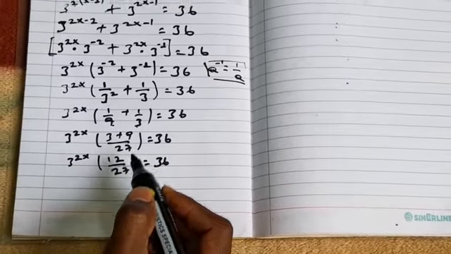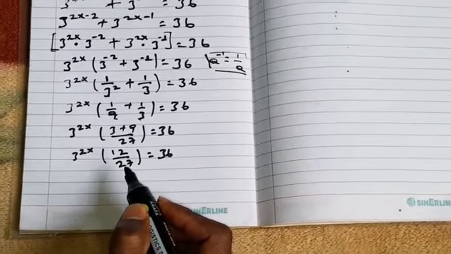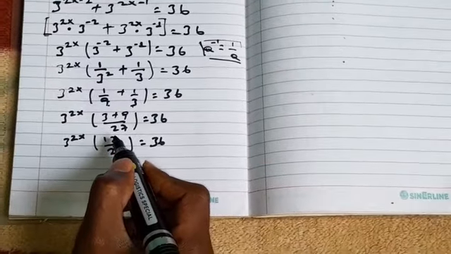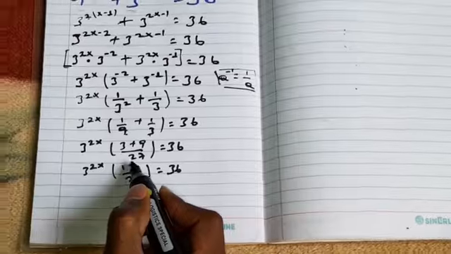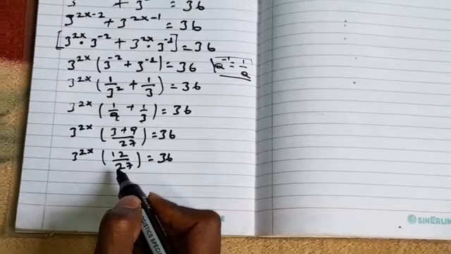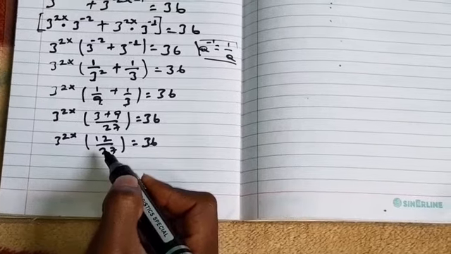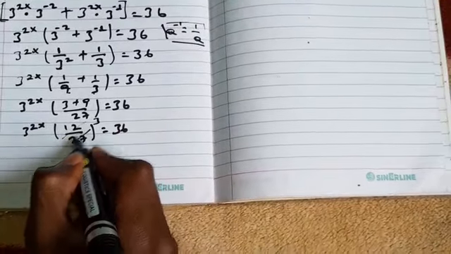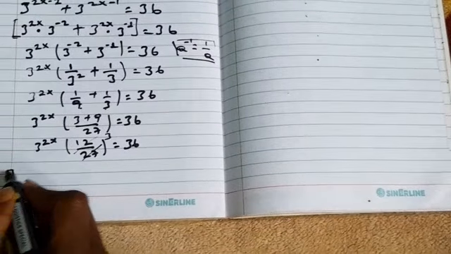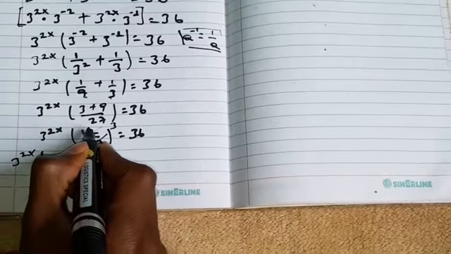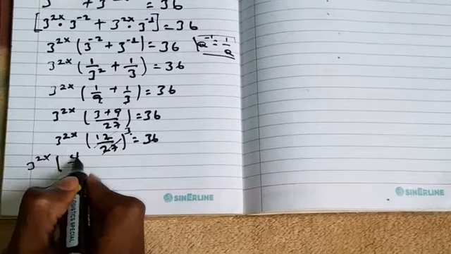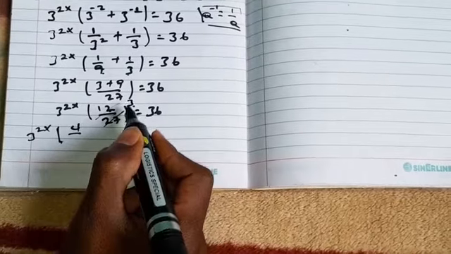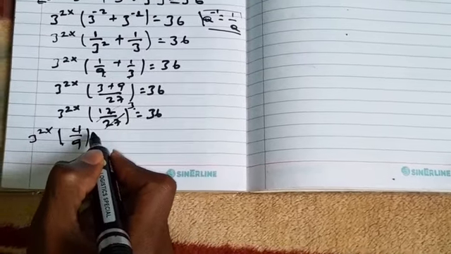Then we simplify this by dividing by 3. 12 divided by 3 means 4, and 27 divided by 3 means 9. So 3 to the power of 2x times 4 over 9 is equal to 36.